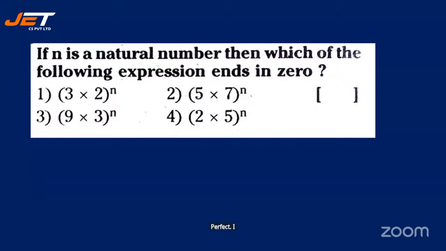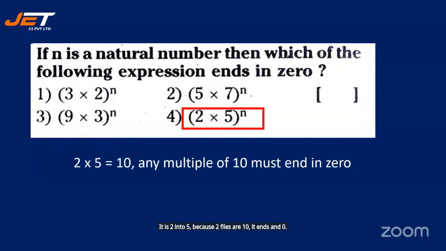I repeat the question. If n is a natural number, then which of the following expression ends in 0? Is it 3 into 2 to the power n, 5 into 7 to the power n, 9 into 3 to the power n, or 2 into 5 to the power n? Let's see. It is 2 into 5 because 2 fives are 10. It ends in 0. Yes, any multiple of 10 must end in 0. That's what they have also given the answer.